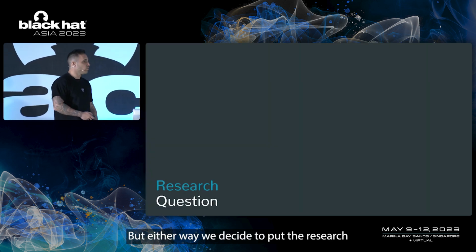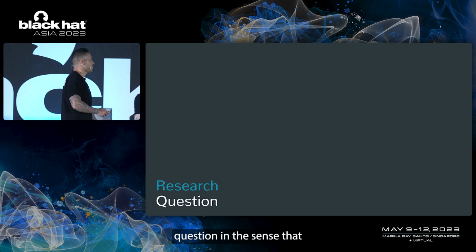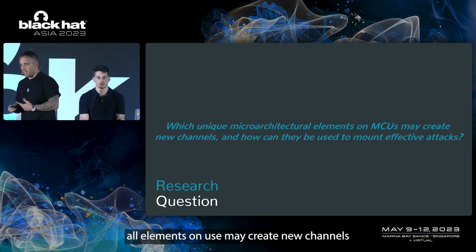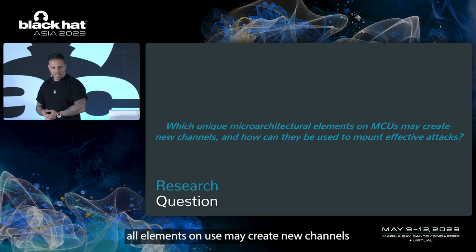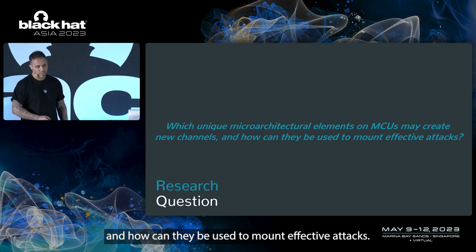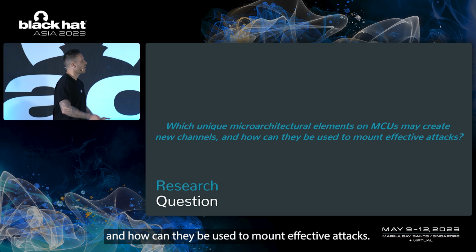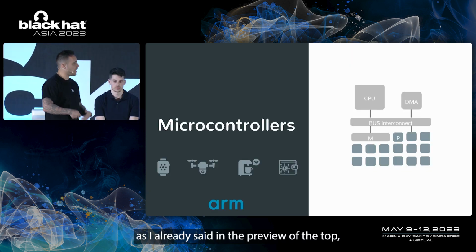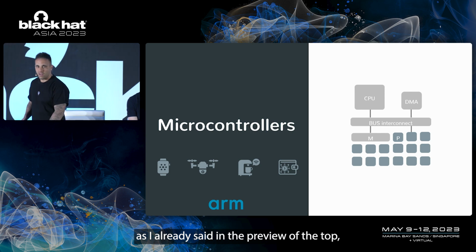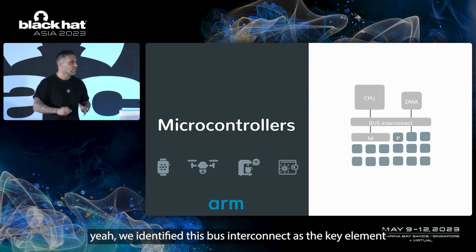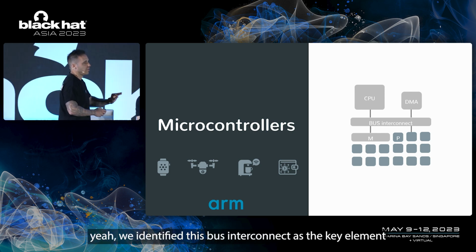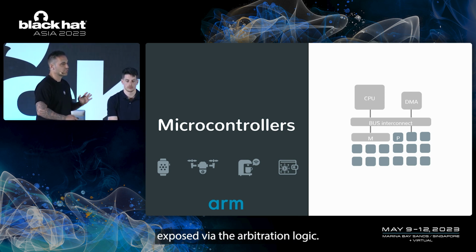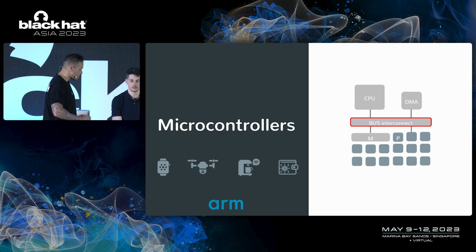But either way, we decided to put forward the research question: which unique microarchitectural elements on MCUs may create new channels, and how can they be used to mount effective attacks? As I already shared in the preview of the talk, we identified the bus interconnect as the key element, in particular the timing difference exposed via the arbitration logic.